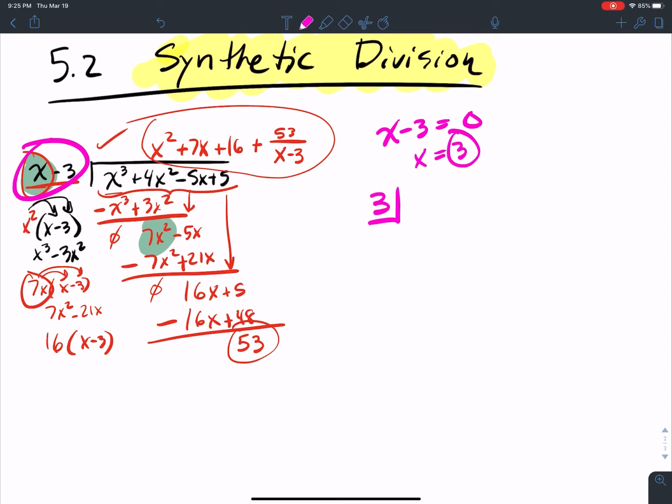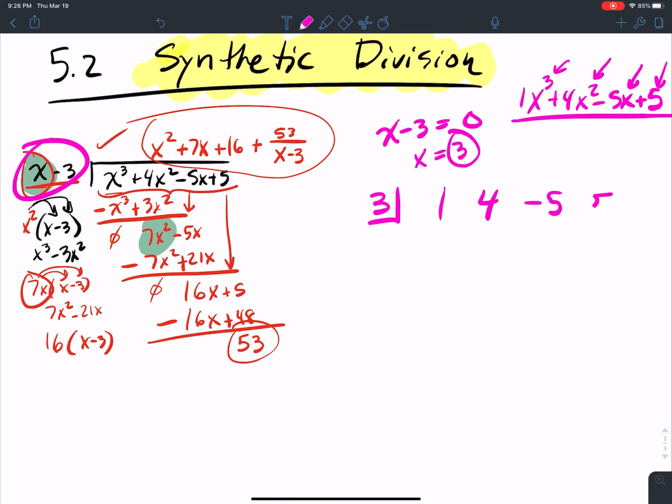Now I'm going to start writing off the coefficients. Coefficients of what, you might say? Of x cubed plus 4x squared minus 5x plus 5. What are my coefficients here? The first one, there's not a number in front, but it's understood to be a 1. So I'm going to put 1 here, and that's the x cubed position. In the x squared position, I have a 4. In the x position, I have a negative 5. And then the constant, I have a 5.